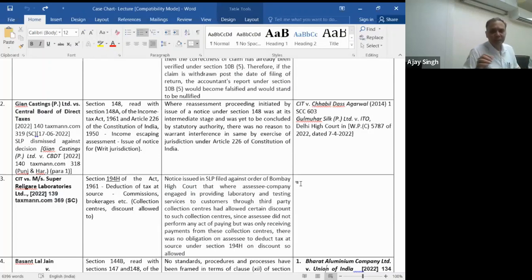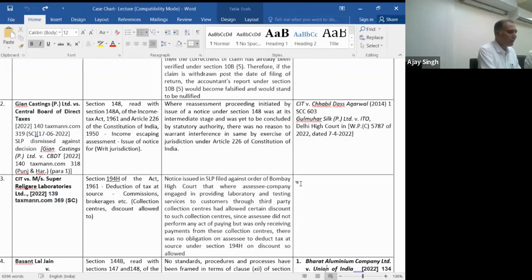The next decision is of Super Religare Laboratories, and this is just for information. The issue is regarding deduction of tax in regard to the commission and brokerage for the collection centers. Normally, for the laboratories and testing services which are provided to customers at various hospitals, whether 194H deduction of tax at source is required or not. This decision was decided by the Bombay High Court.